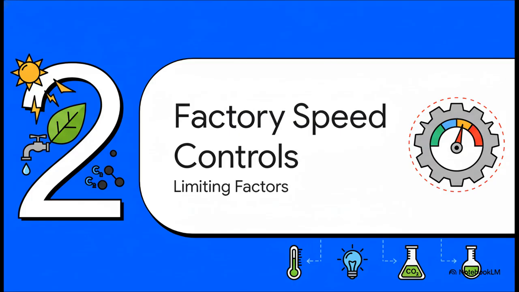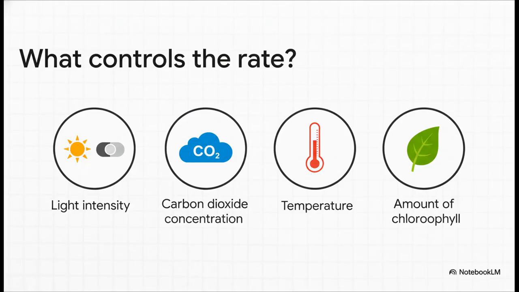So our factory is up and running, but how fast can it really go? Can it just go at top speed all the time? Well, no. Its rate of production is actually controlled by a few things in the environment, and we call these limiting factors. There are 4 main limiting factors you really need to get in your head. The first is light intensity. Then there's the concentration of carbon dioxide. After that, we have temperature. And finally, the amount of chlorophyll the plant has. That's the green stuff in the leaves that actually captures the sunlight.